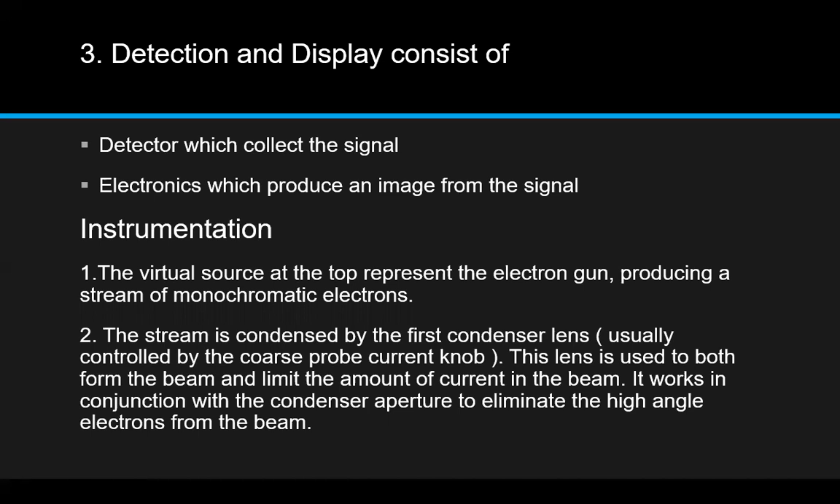The beam, the stream, is condensed by the first condenser lens, usually controlled by the coarse probe current knob. These lenses are used to form the beam and they limit the amount of current in the beam. It works in conjunction with a condenser aperture to eliminate the high angle electrons from the beam.